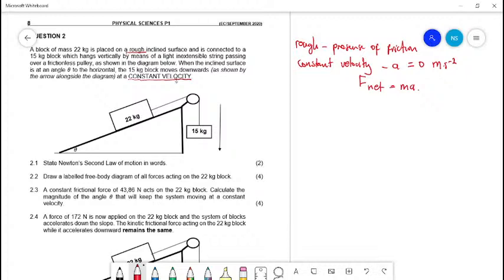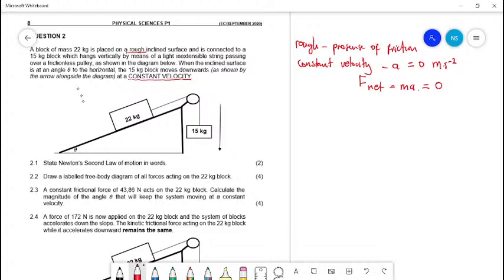So now we identify that acceleration equals 0 meters per second squared. So this means that our F net equals 0. So that's what we're able to deduce from the statement given above. So let's try to answer 2.1. So 2.1 in most cases, or the first question in most cases, are the definitions, right?